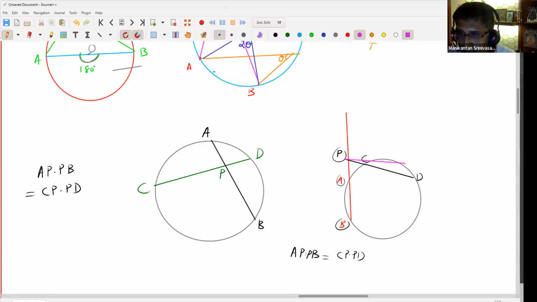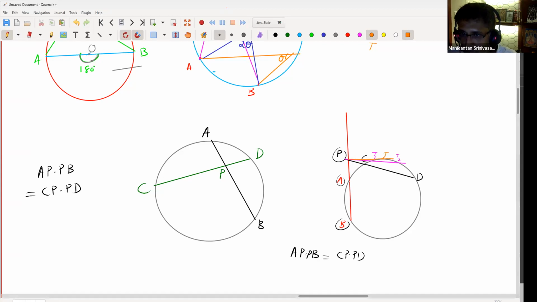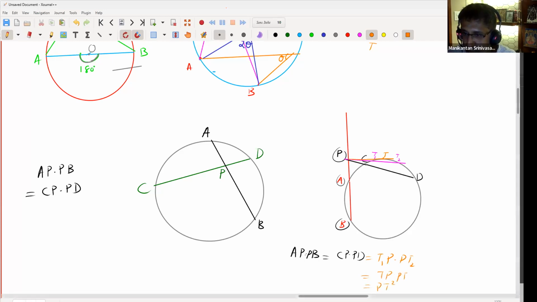Let's say this is T1 and this is T2. Right now, T1 and T2 are different, but you can bring them close to each other. At some point, they will collide to one point, which is the tangent. So it will become T1P times PT2, which will be the same as TP into PT, which is PT square. So the square of the tangent is AP into PB. If I have a tangent in the extreme case where T1 and T2 collide to one point T, then PT square is AP into PB. Does it make sense, guys?